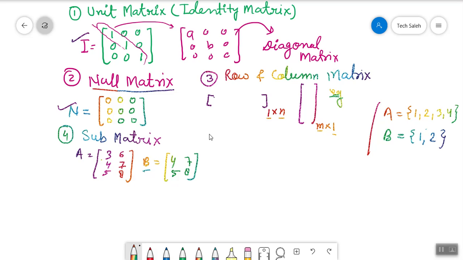Then we have another kind of matrix, which is the principal submatrix. And what is the principal submatrix? You can think of it this way.